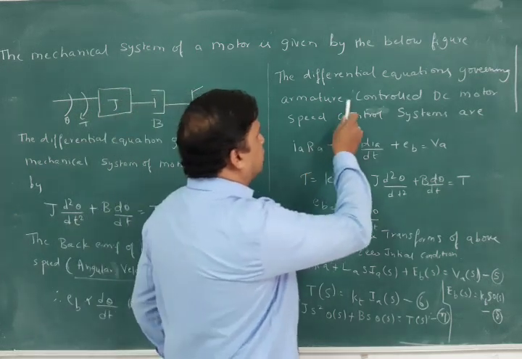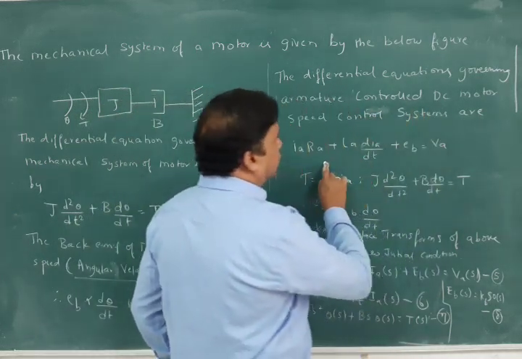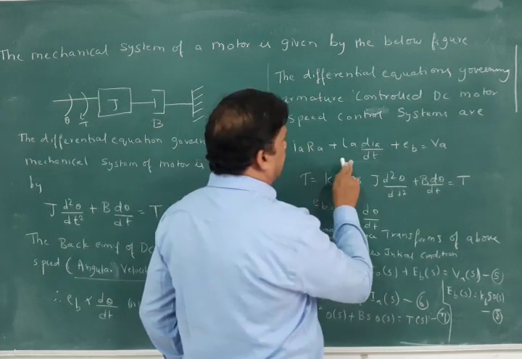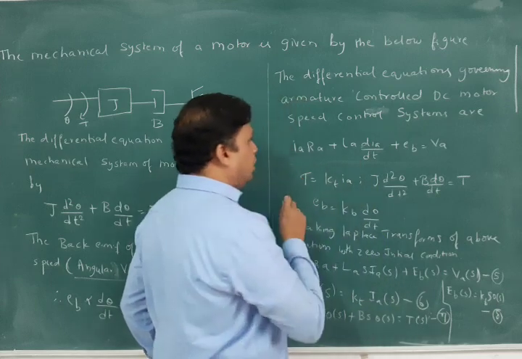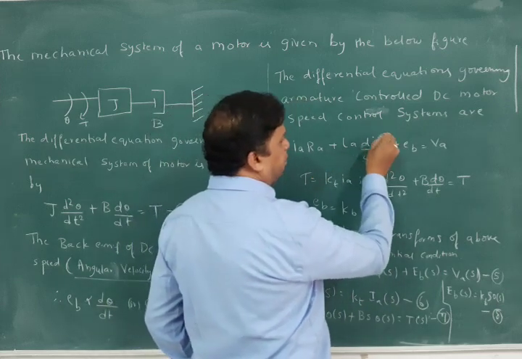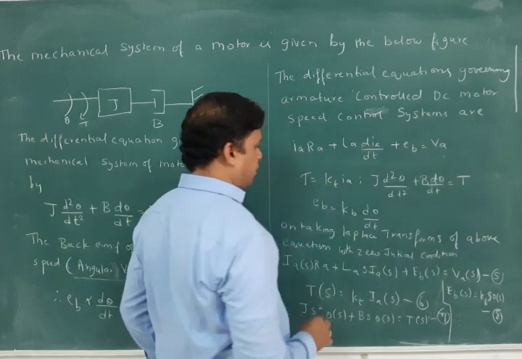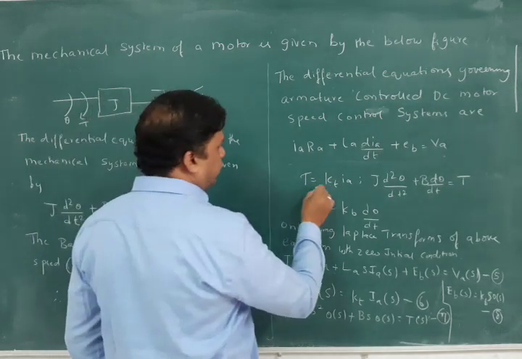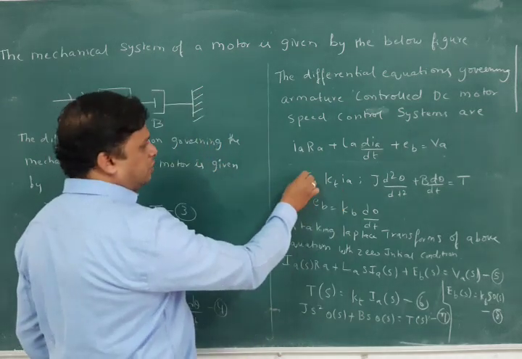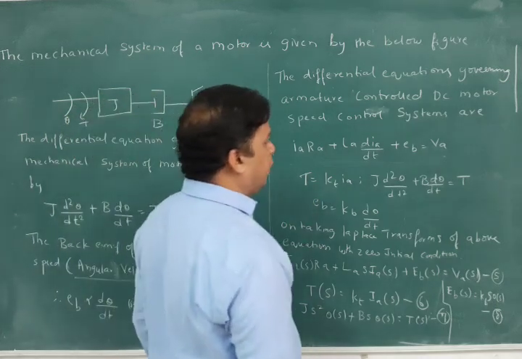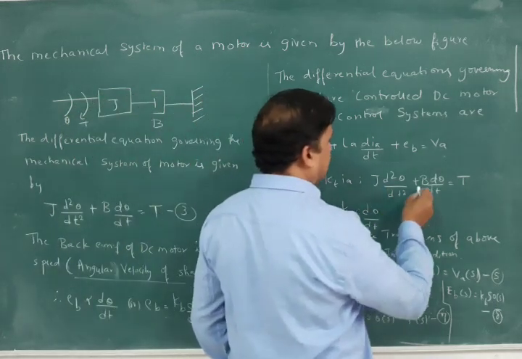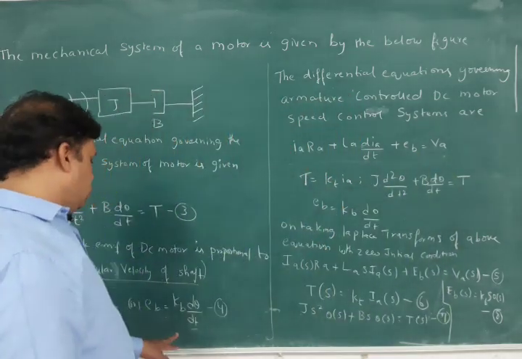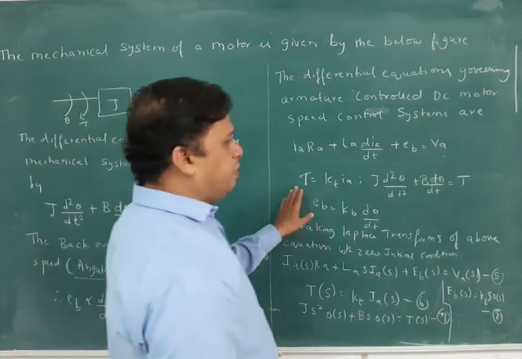Now the differential equations governing armature control of a DC motor speed control are given in this way. You have seen the electrical circuit of a DC motor, Ia Ra plus La into dIa by dt plus Eb is equal to Va. Now from this we already have the equations. We can write T is equal to Kt into Ia also. The first equation was written as torque is equal to Kt into Ia, and J into d square theta by dt square plus B into d theta by dt is equal to T. From these two equations and Eb is equal to Kb into d theta by dt, all these equations we have written already.